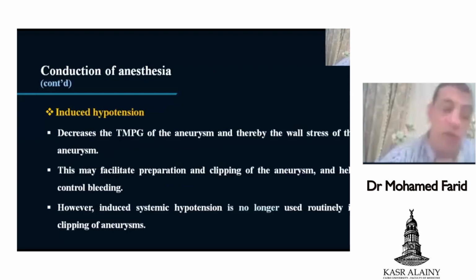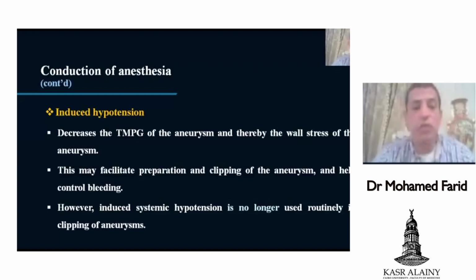Induce hypotension. Decrease the transmural pressure gradient of the aneurysm and thereby the wall stress of the aneurysm. This may facilitate the preparation and the clipping of the aneurysm and help in control of bleeding. However, induced systemic hypotension is no longer used routinely in clipping of the aneurysm.